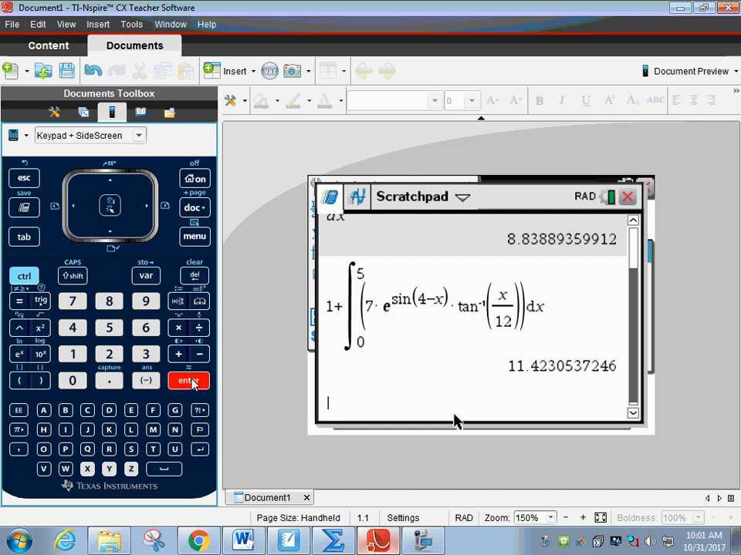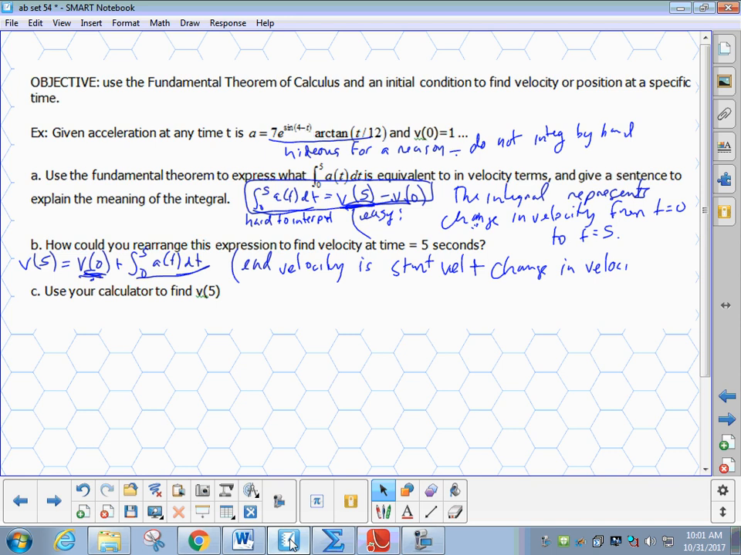I'm getting 11.423, but I'm actually not sure if my calculator is in radians, quite frankly. We're good? Oh, good point. Yeah. Smart. Yes, you're smart. 11.423. Yes?